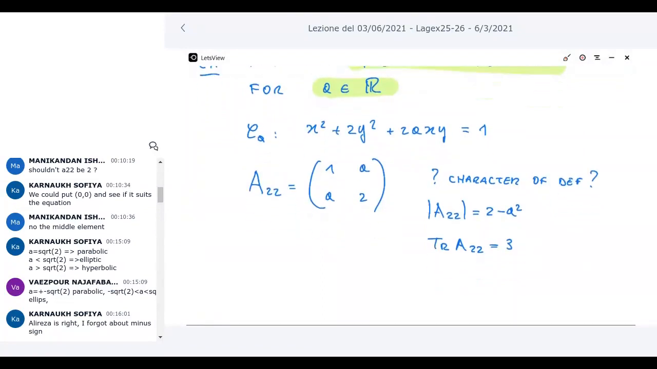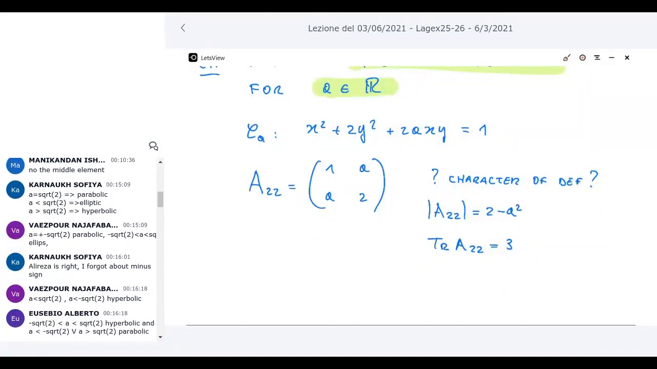So with the trace equal to 3, for example, it means it's not going to be negative definite, right? But it could be positive definite or indefinite. So everything important here will depend on the sign of the determinant. So let's see what we get. The determinant of A22 is larger than 0 if and only if.